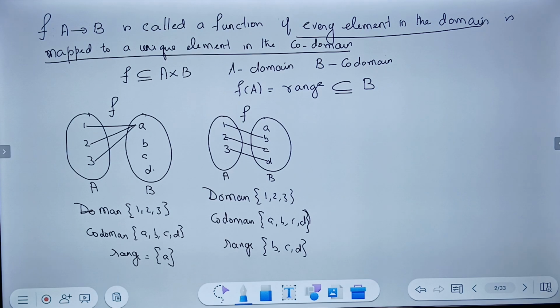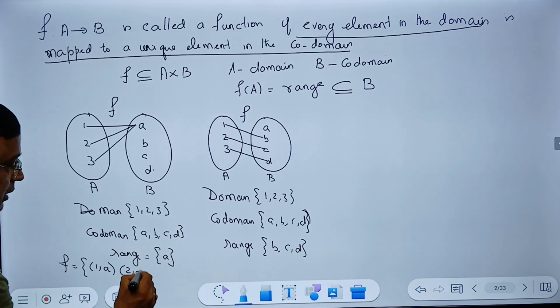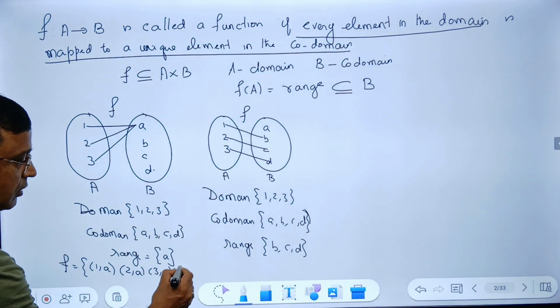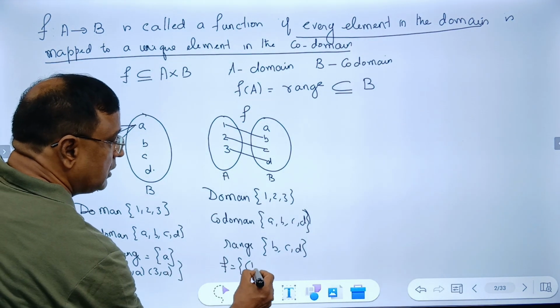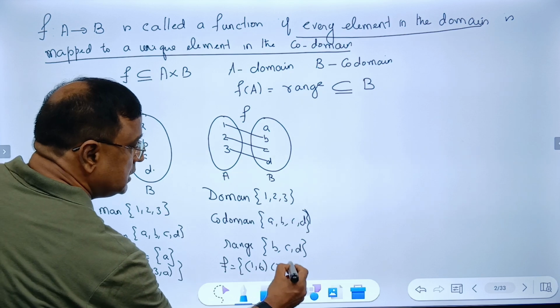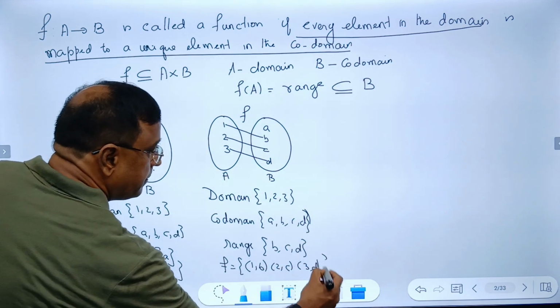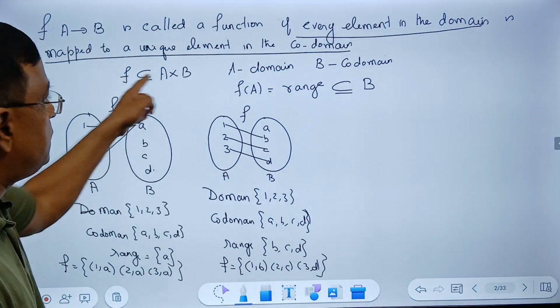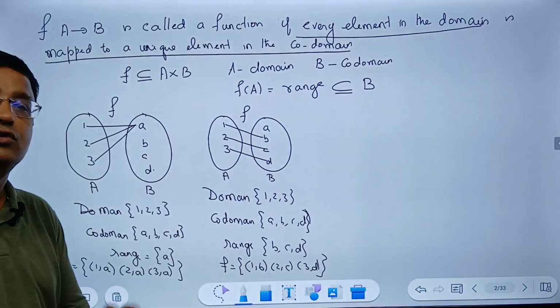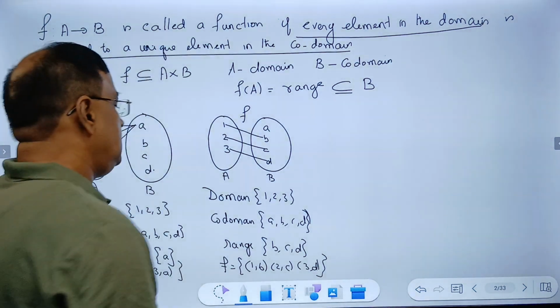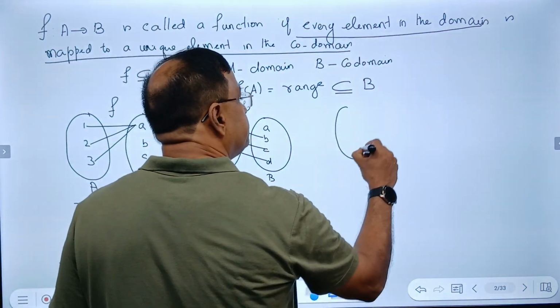Okay. In fact, these two can also be written like this. See, F you can write as an ordered pair: (1, A), (2, A), and (3, A). How do you write this? F is equal to (1, B), (2, C), (3, D). Because you also said F is a subset of A cross B, the elements in F should also be ordered pairs. Now let's go to the next diagram.